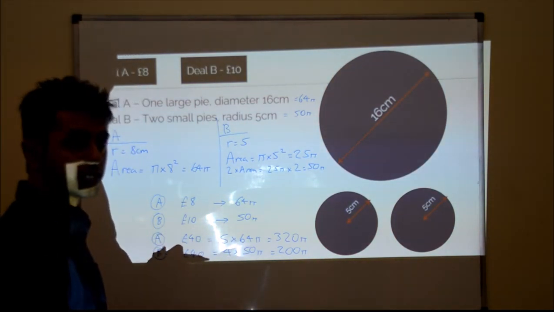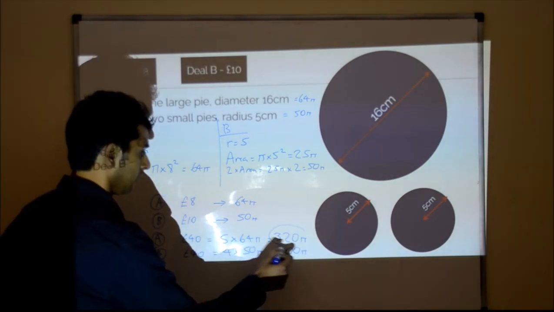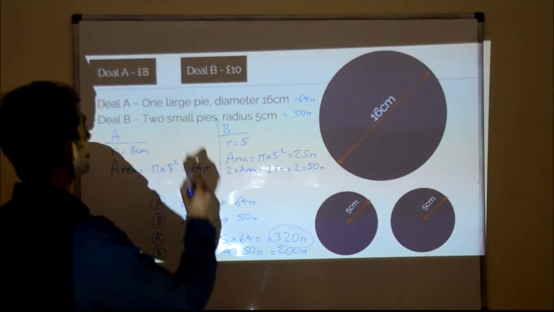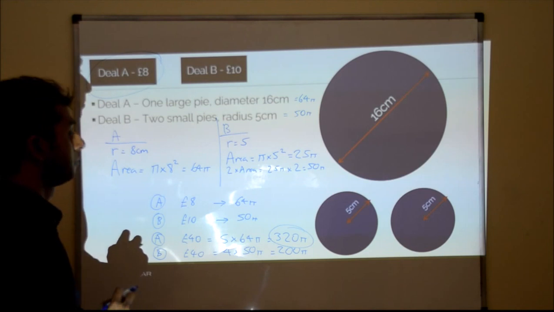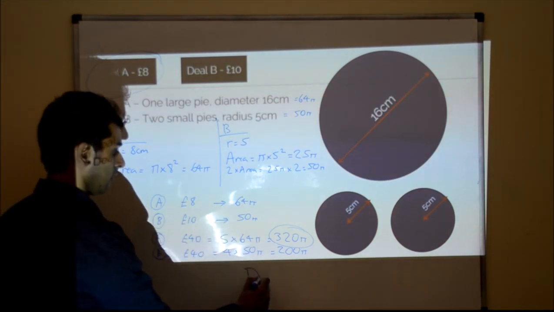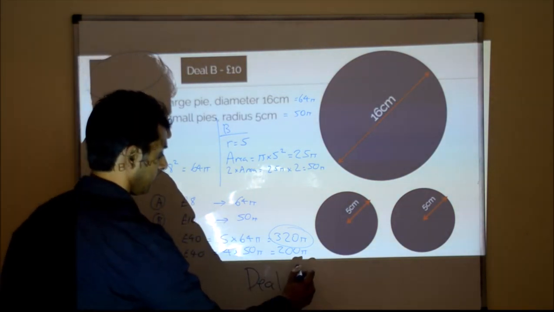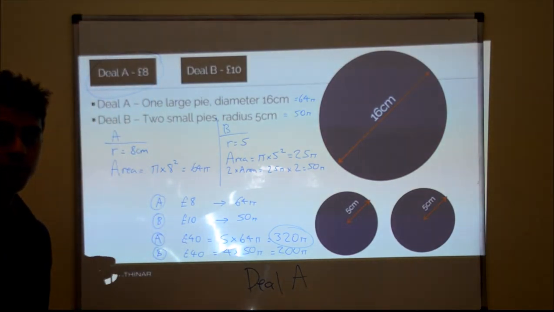So which of these is better value for money? Clearly, it's this one. Deal A is the one that's better value for money. So at the end, you need to summarize that the best value is deal A.